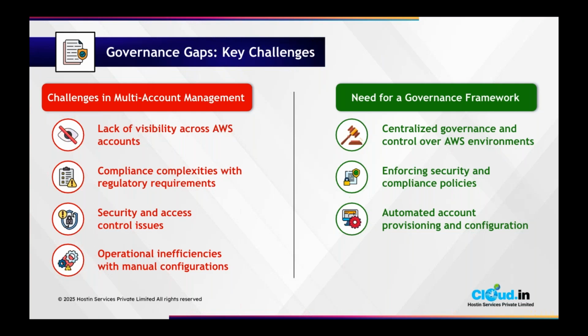In that, the first one is centralized governance. Centralized governance is one place to manage security, access, and compliance. Then next comes automated policy enforcement. In this, we have guardrails which ensure the security best practices are followed. And last but not the least is scalability. AWS Control Tower makes it very easy to create and manage multiple AWS accounts in a controlled and compliant manner.